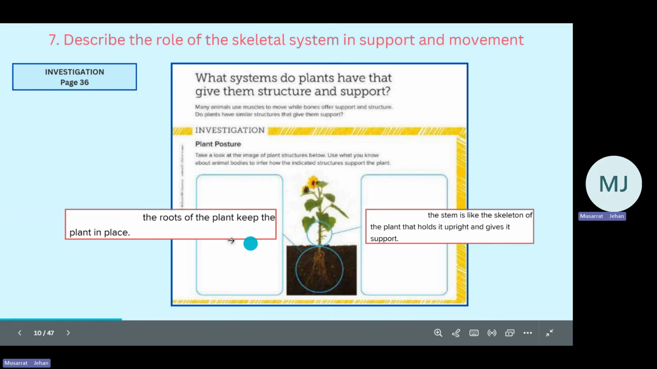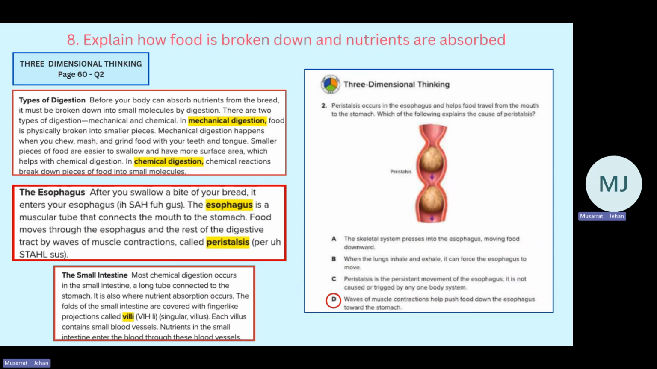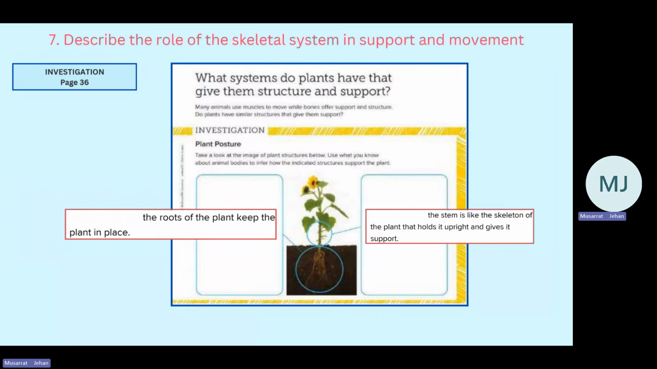The root of the plant is keeping the plant in place. It is anchoring the plant in the soil, keeping it in place and holding the plant strongly. The stem is like the skeleton of the plant. It holds it straight up and gives it support. So these are the two functions of the root and the stem. The plant has two systems, a root system and a shoot system. So that's all in the second lesson, structure and support.